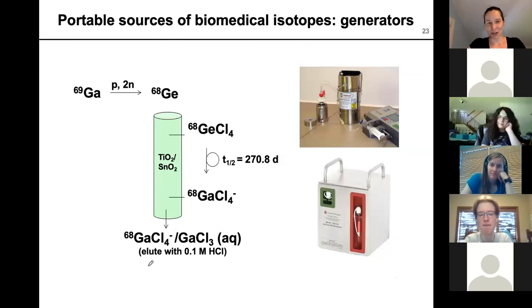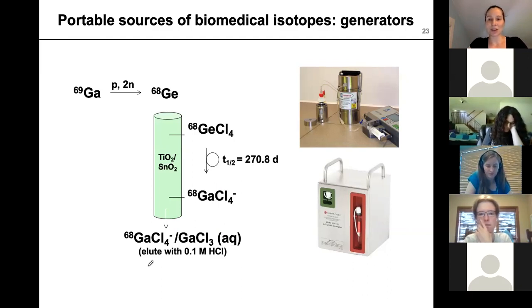More ion exchange chromatography, but now in the context of generators. I'll show you two examples of generators where we're using ion exchange chromatography not just as a way of separating isotopes or elements from one another, but as a way of storing a parent isotope and then eluting the daughter and using the daughter for subsequent production of radiopharmaceuticals.